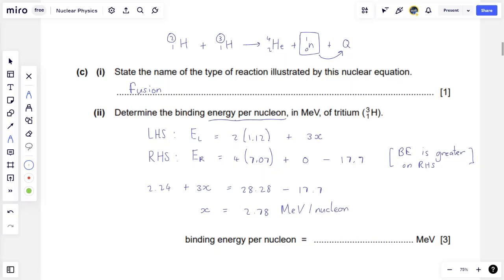It turned out that X was already measuring binding energy or energy per nucleon. And so this is simply, again, three significant figures, 2.78 mega electron volts. So we have to be very careful for these kinds of problems. We have to understand what's happening. Fission and fusion will always have a higher binding energy on the right-hand side so that the products are more stable than the reactants. Okay, so that's the end of that question.